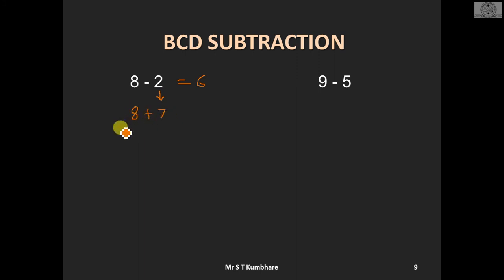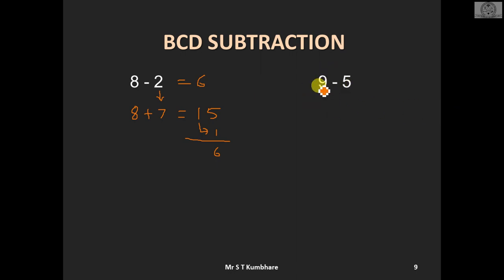So 8 plus 7 is nothing but 15. Now if you observe, 15 is not a digit, right? So what I will do is add this 1 to 5, and 5 plus 1 is 6. So the answer is 6. Correct? All of you got this or not?